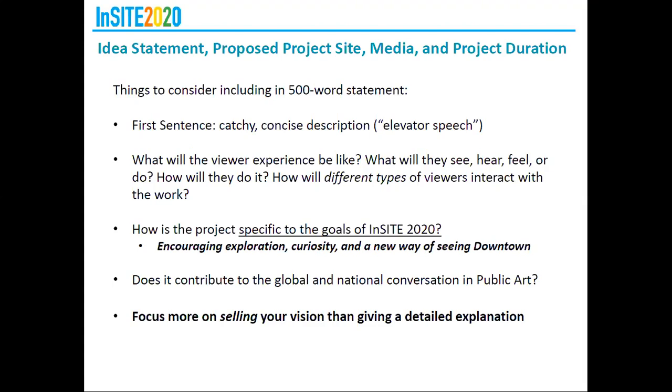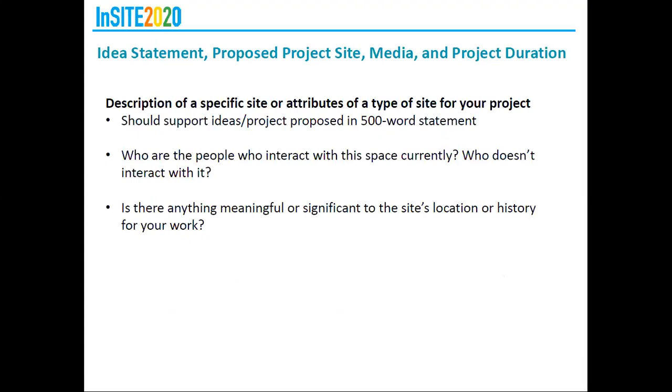At this time, though, focus more on selling your vision than giving a detailed explanation. So use your word count wisely and really get the reviewers excited to learn more about your idea, which you would explain in the second phase of the application if you're selected.